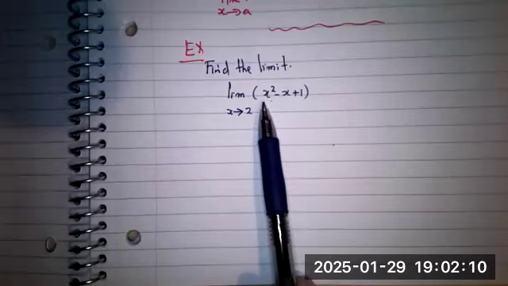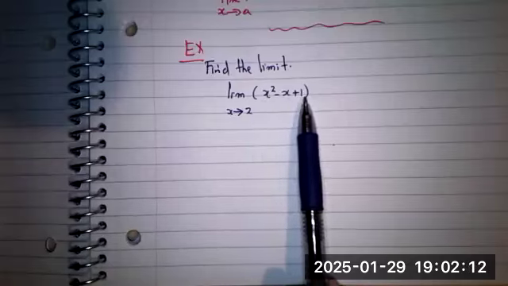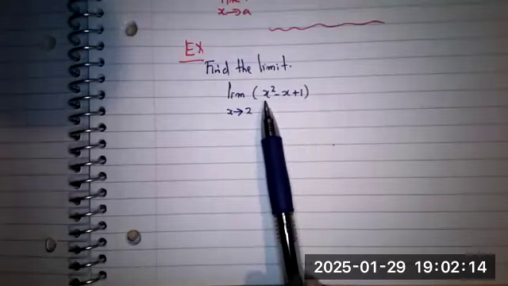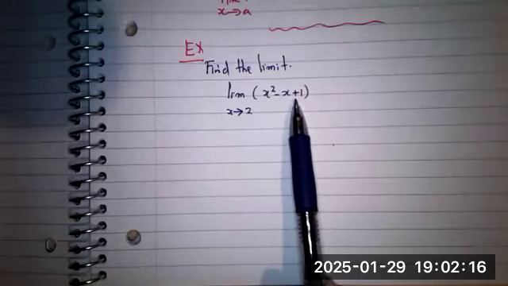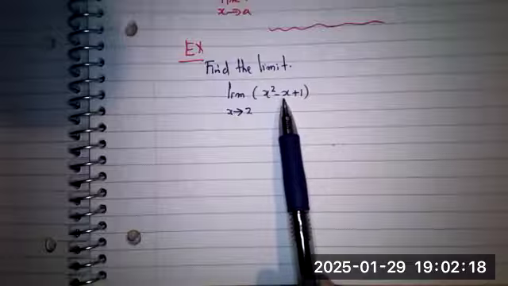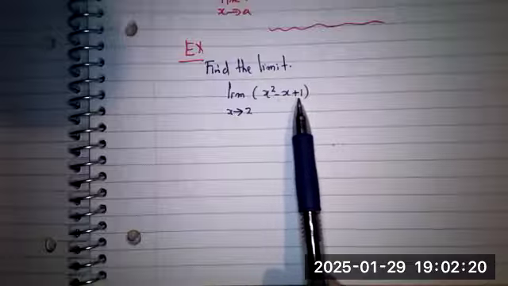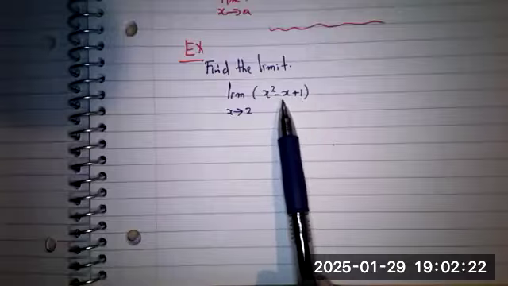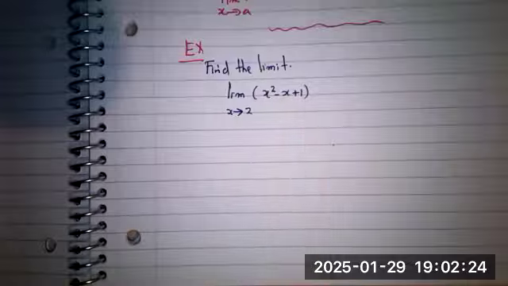So this would be 4, this would be 2, and this is 1. So 4 minus 2 plus 1. That gives you 5 minus 2, which is going to be equal to 3. So we guess that this is going to be equal to 3.